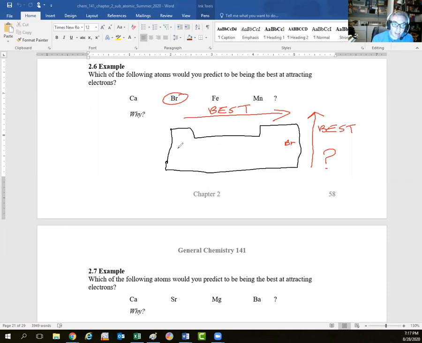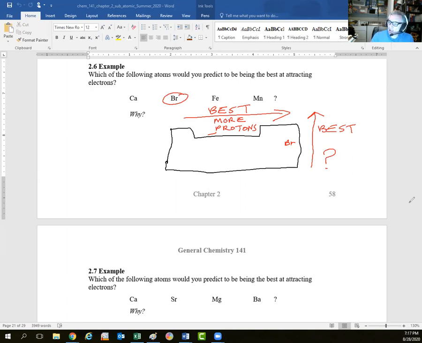Well, the one thing that changes as we move to the right is the atomic number, the number of protons. And so atoms further to the right have more protons, and that's what the electrons are attracted to, the protons in the nucleus. So elements or atoms with more protons should be better at attracting electrons. So that's why bromine wins.